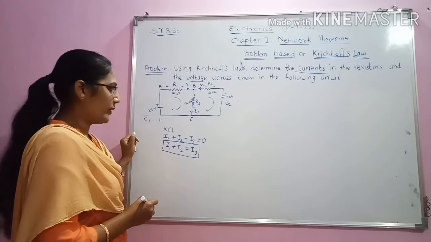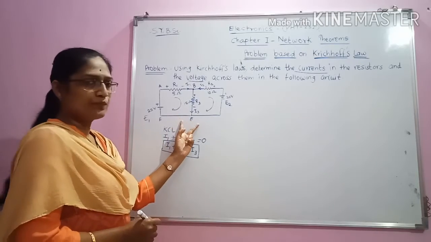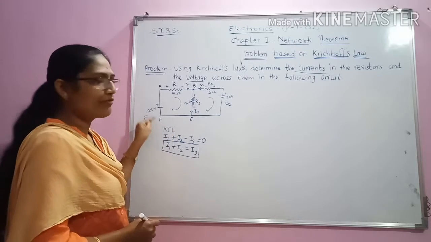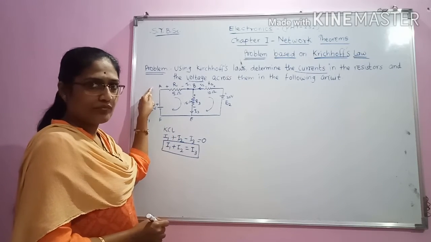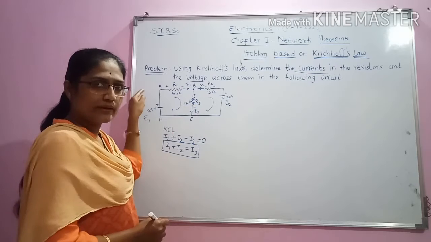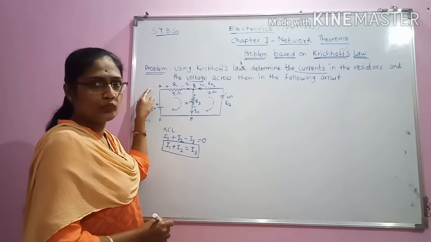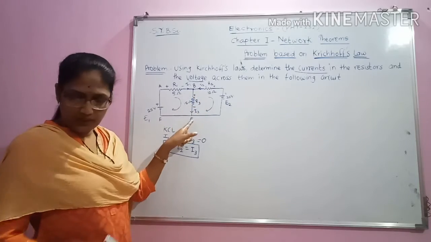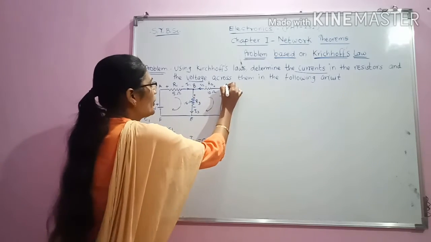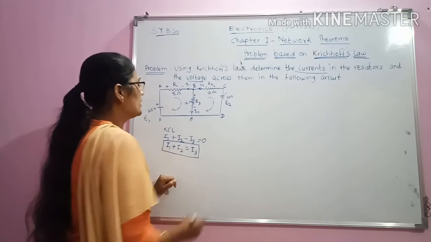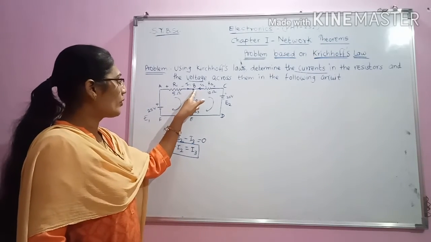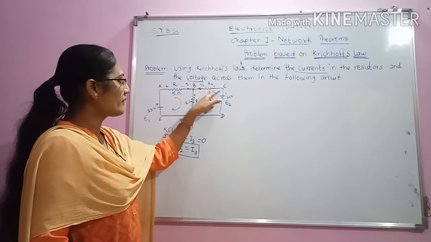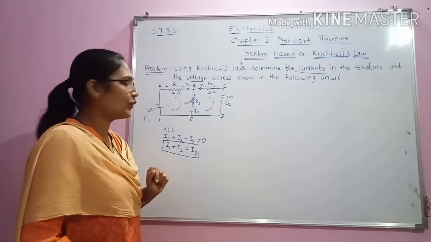We will require this equation while solving the problem. Now, there are two loops. The first loop is A, B, E, F, A. We start from point A and reach the same point, which covers our first loop. Similarly, there is one more loop. This point is C and this point is D. So the second loop is made up of B, C, D, E, B. That is our second loop.